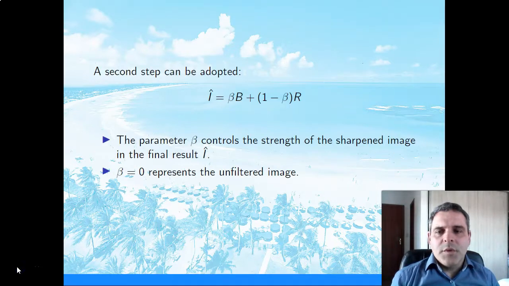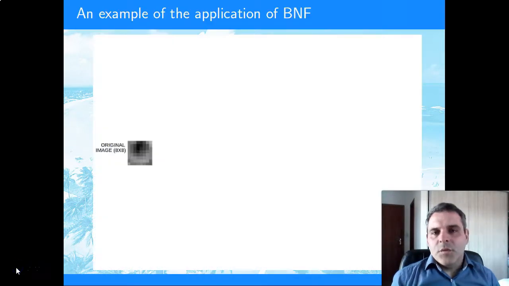The filtered image can be combined to the interpolated image by using this linear combination. The parameter beta controls the strength of the sharpened image in the final result. Now we show how the filter works.